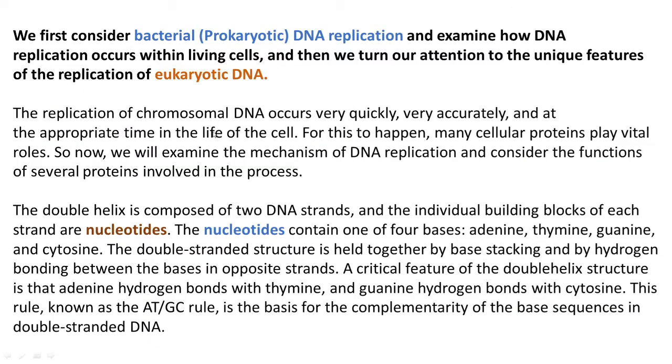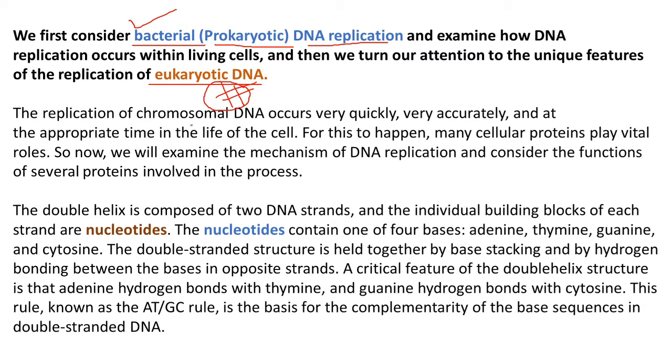We first consider bacterial, that is the prokaryotic DNA replication, and examine how DNA replication occurs within living cells. And then we turn our attention to the unique features of replication of eukaryotic cells. Why do we consider bacterial cells first, not eukaryotic cells? Eukaryotic cells are the advanced ones, and the process of replication is more complex compared to bacterial cells, that is the prokaryotic cells. So we consider bacterial cells first.